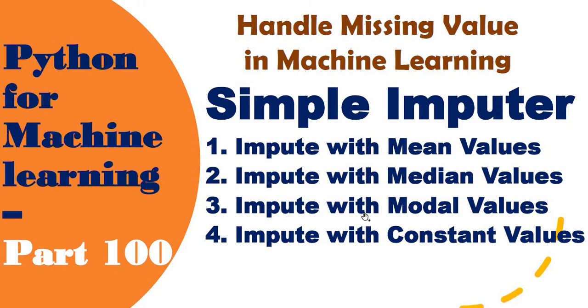Hi everyone, welcome to the 100th session of Python for Machine Learning. In this session, we will learn about the simple imputer, wherein I'll show you how to handle missing values using the mean values, median values, modal values, and the constant values.